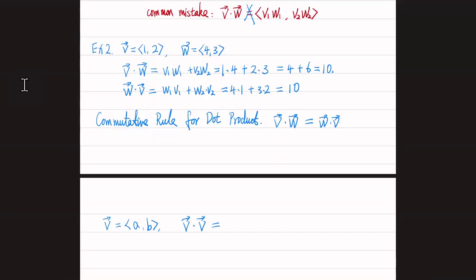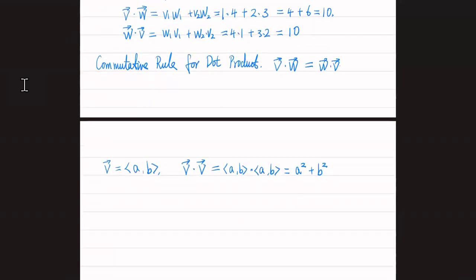I think that's A squared plus B squared. So V is (A, B) dot (A, B). The product of the first coordinates will be A squared, and the product of the second coordinates will be B squared.